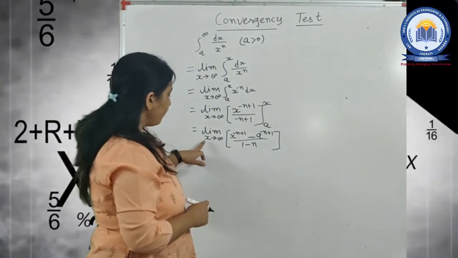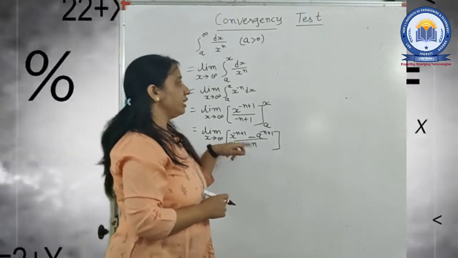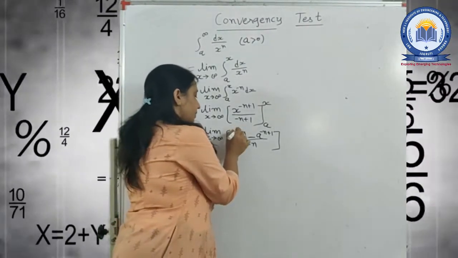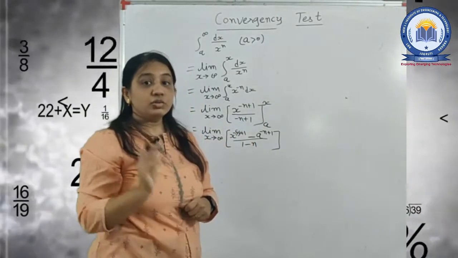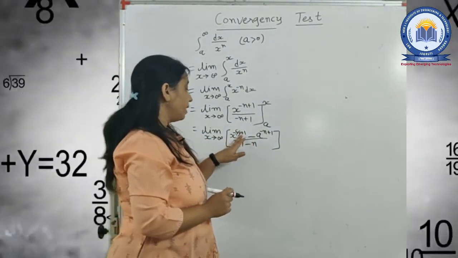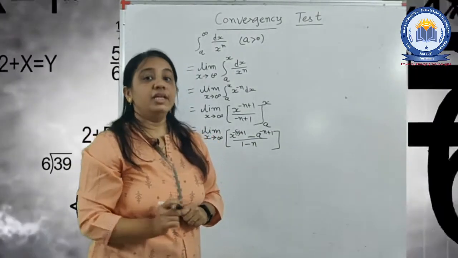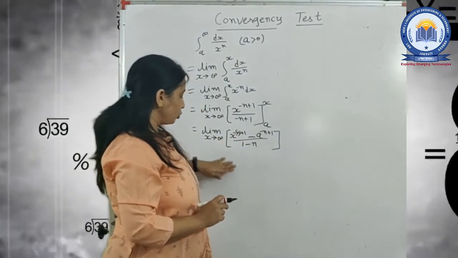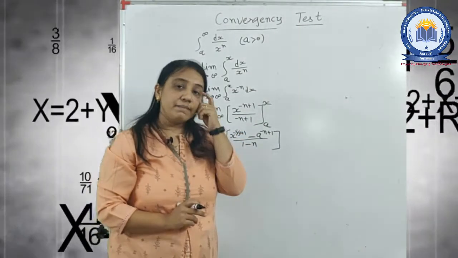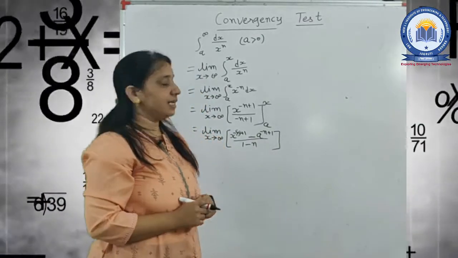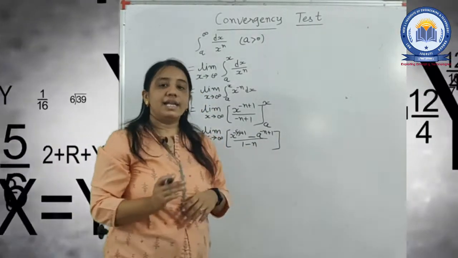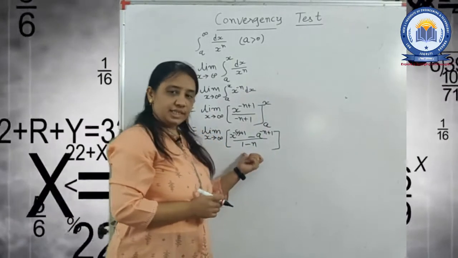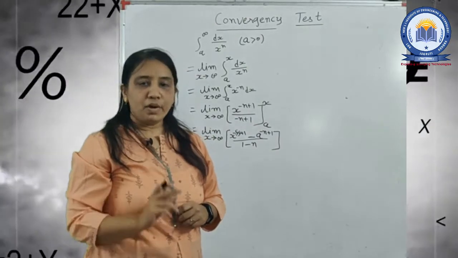Now, if we put x equal to infinity directly here, we will not get an answer. Why? Because there will be a value n, so the answer will depend upon the value of n. So now we will assume the value of n and try to solve this example. That means n can be greater than 1, less than 1, or equal to 1. So we'll try to solve it with all these three possibilities.